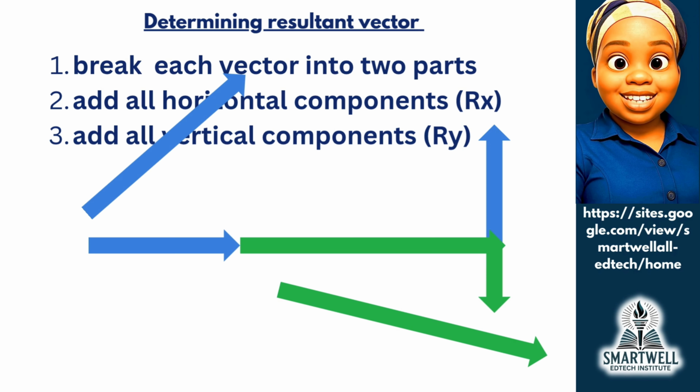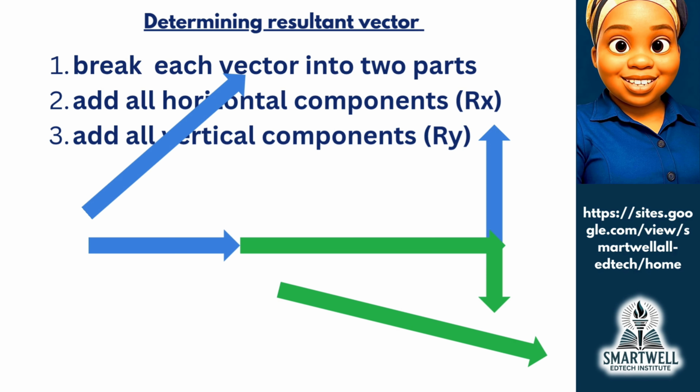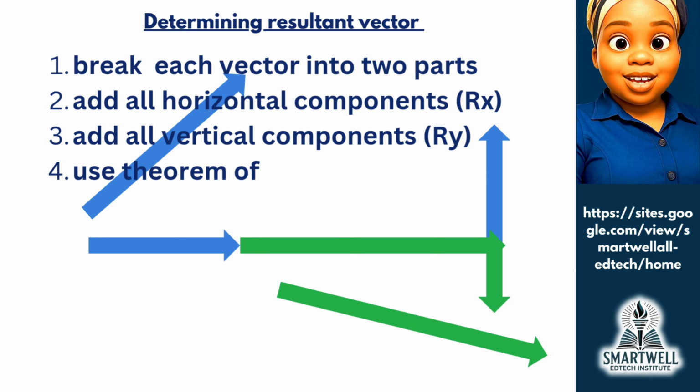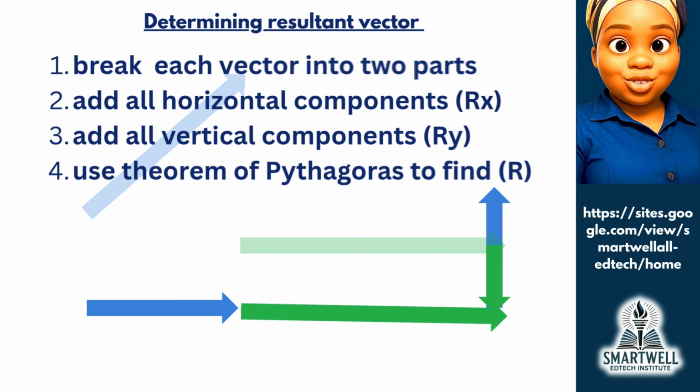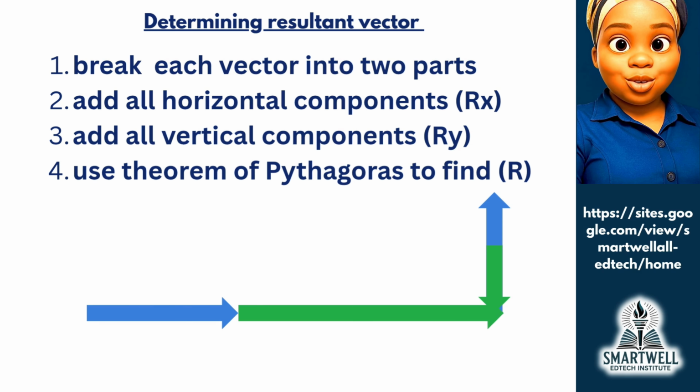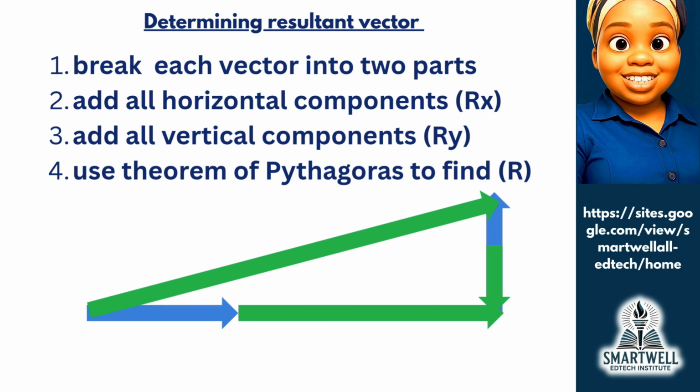These two, Rx and Ry, will help us find the resultant vector. Thereafter, we use the Pythagorean theorem to calculate the hypotenuse, which will be our resultant vector. That's easy, right? Let's look at this example here.